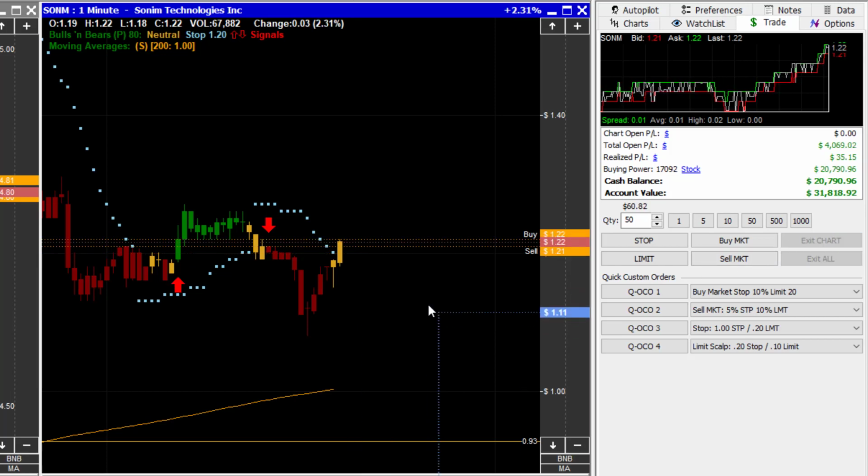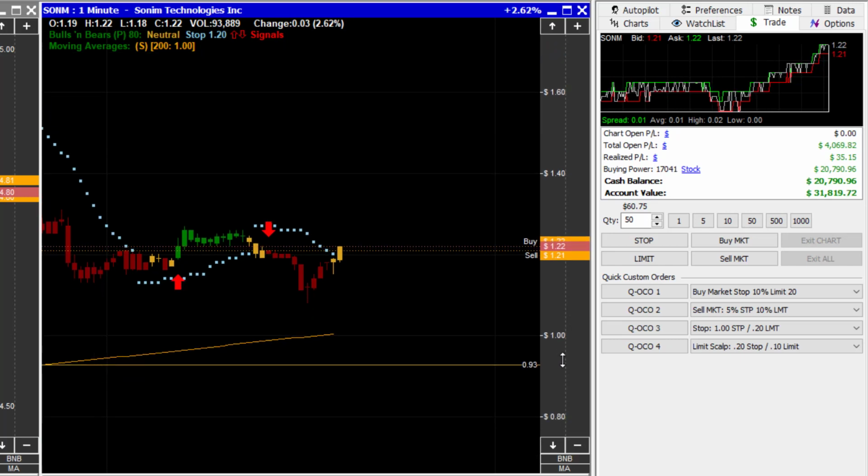Okay, look what just happened. We just got stopped out. The market finally popped above my entry point because I'd been dollar cost averaging it down, and I'm done.